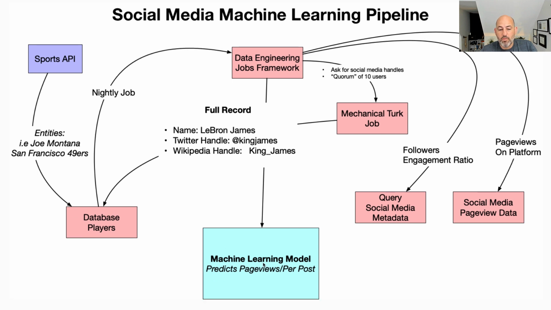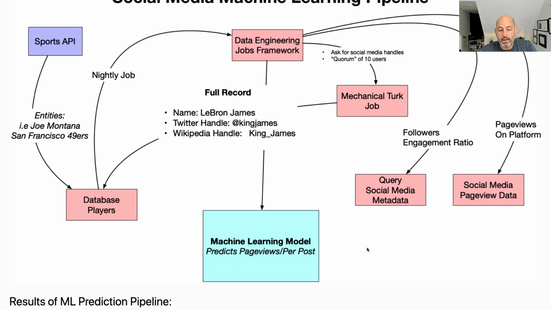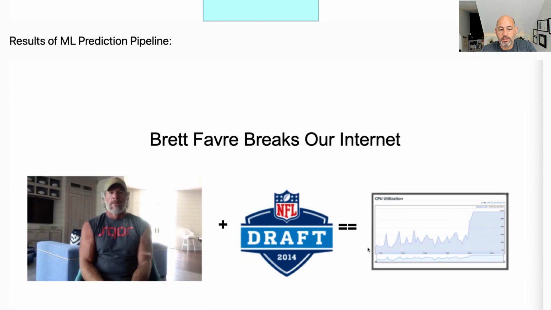And so what we saw here is that we were able to have a machine learning model that would predict the page views per post. And one of the things that happened was that we were able to actually identify the right people to predict with. And so here's a good example.